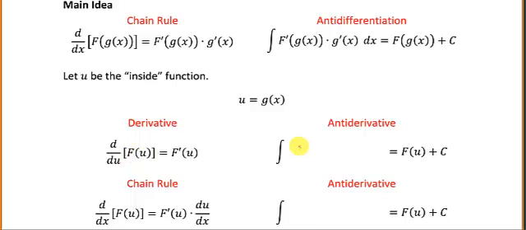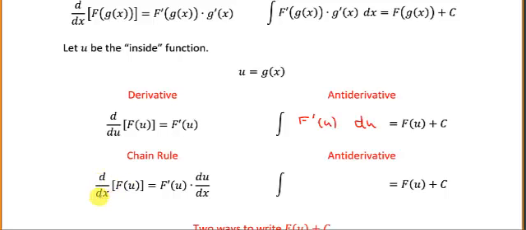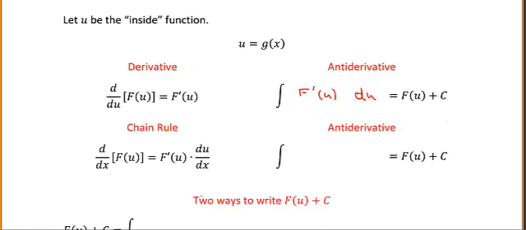So if I take the antiderivative of f prime of u with respect to u, I get back to f of u. If I take the derivative of f of u with respect to x, I get the derivative of f of u times the derivative of u with respect to x. So if I take the antiderivative of f prime of u du dx, but now with respect to x, because this derivative was with respect to x, I get back to f of u.